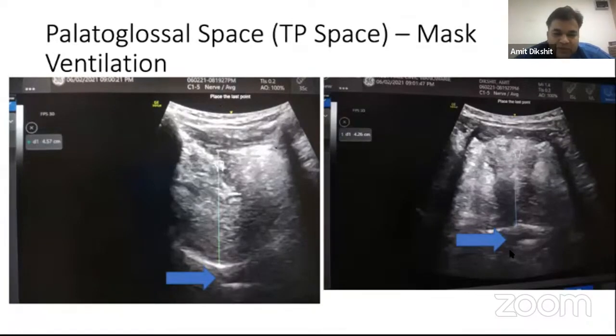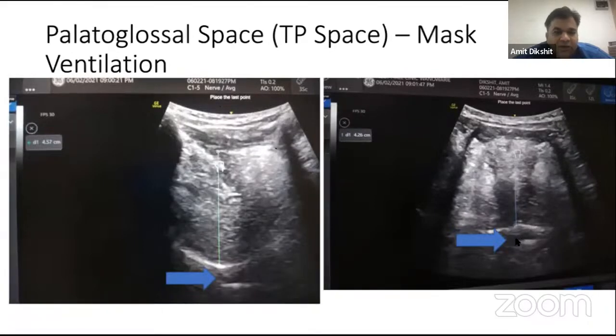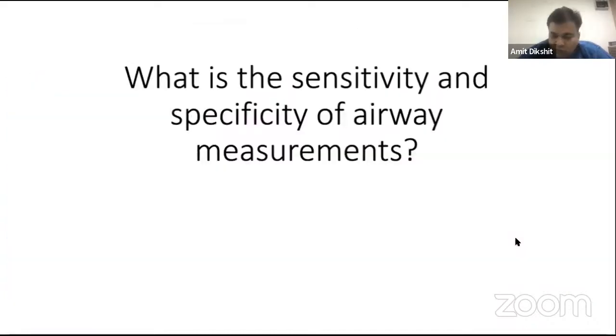If there is no such space, then probably we need airway gadgets, probably an oropharyngeal or a nasopharyngeal airway, because the tongue is going to fall. So this is a very useful parameter, the palatoglossal space, and it has almost 91% sensitivity. If you answer the question as yes or no, if it is yes, then there is 91% sensitivity that you'll be able to mask ventilate this patient. So what are the sensitivity, specificity measurements?